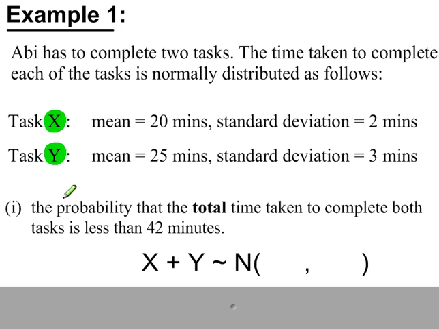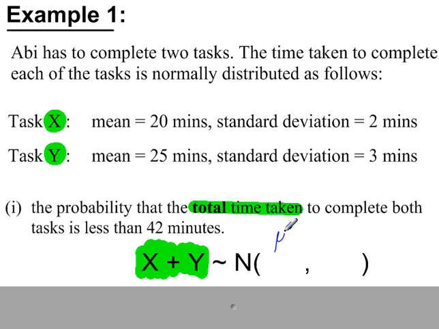Now we want to calculate the probability that the total time taken. Now the total time taken to do something will be the time taken to complete task X and task Y. So we need a new normal variable, X plus Y, the total time taken.